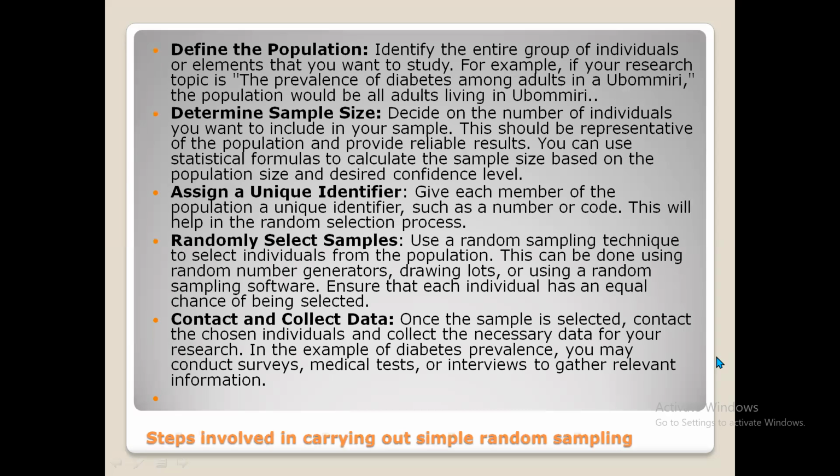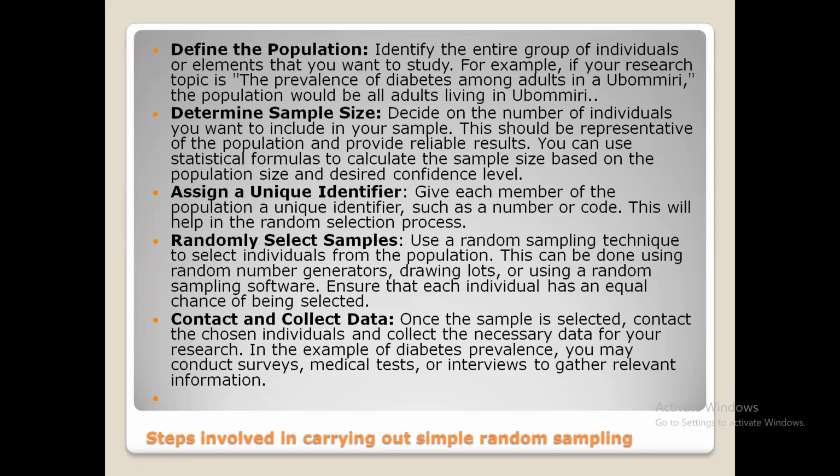What are the procedures involved? First, identify the entire group of individuals or elements that you want to study. For example, if your research topic is on the prevalence of diabetes among adults in Obommiri, the population would be all adults living in Obommiri. That would be the entire population.